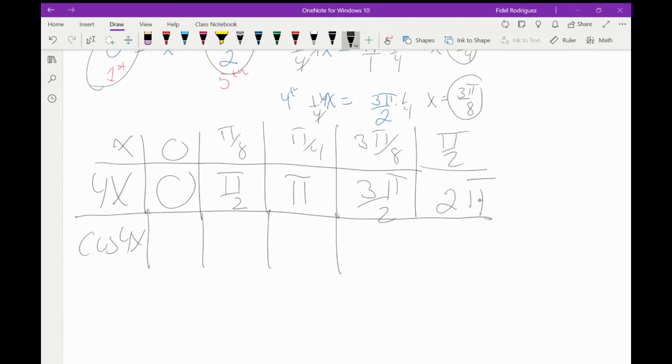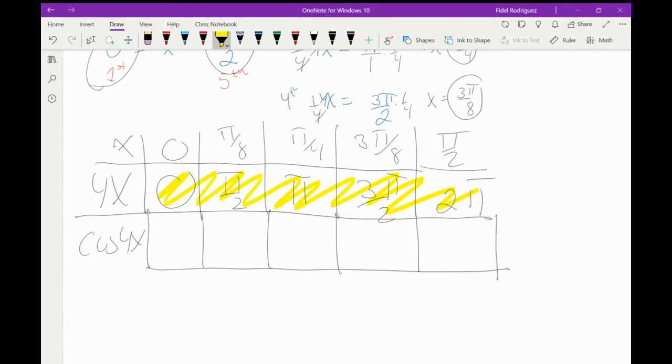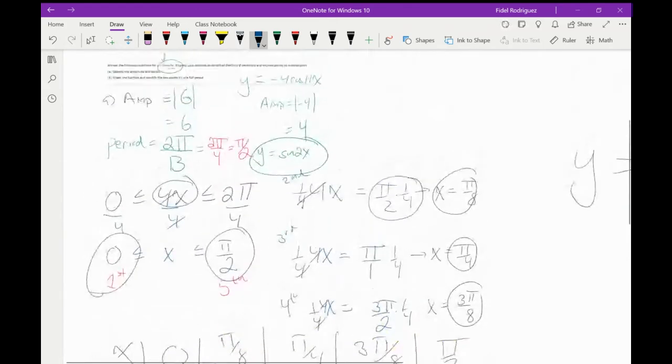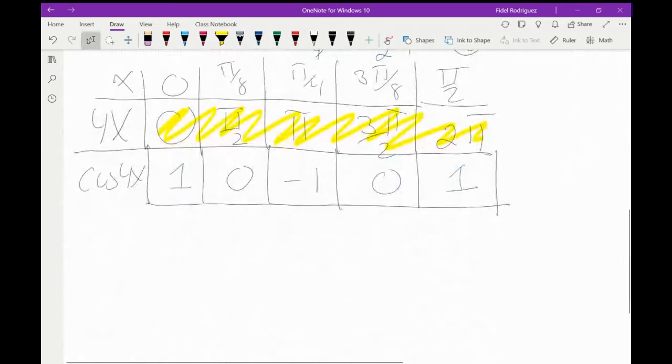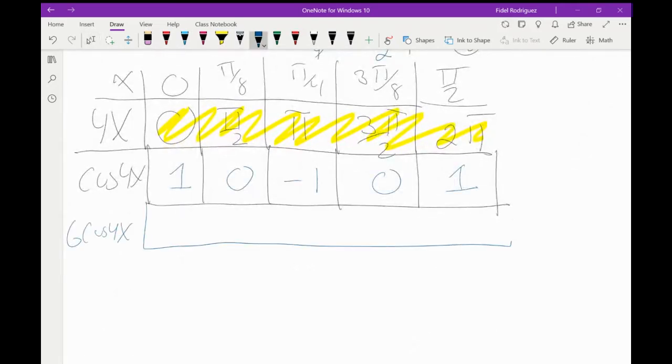Okay. Now, let me ask you a question. Do you remember the cosine of those values? Do you remember cosine of 0? 1, 0, -1, 0, and then back to 1. Good. And then what was the number we had in front? We had a 6, right? So then I'm going to say 6 cosine of 4x is, and what am I going to do with these numbers, y'all? Just multiply them by 6. And I could have stayed home. Y'all already know what to do.